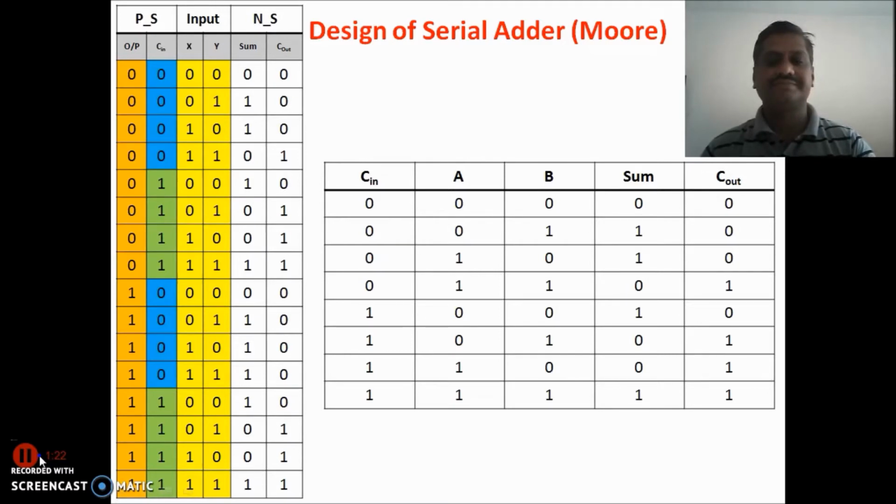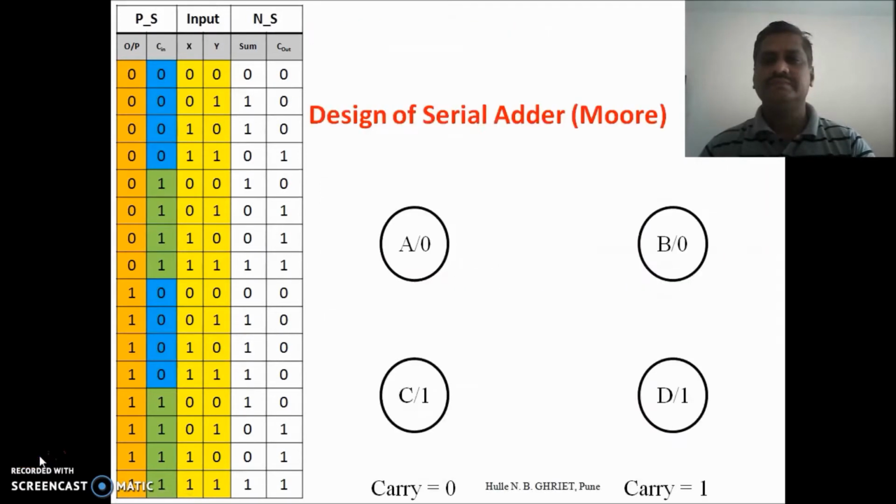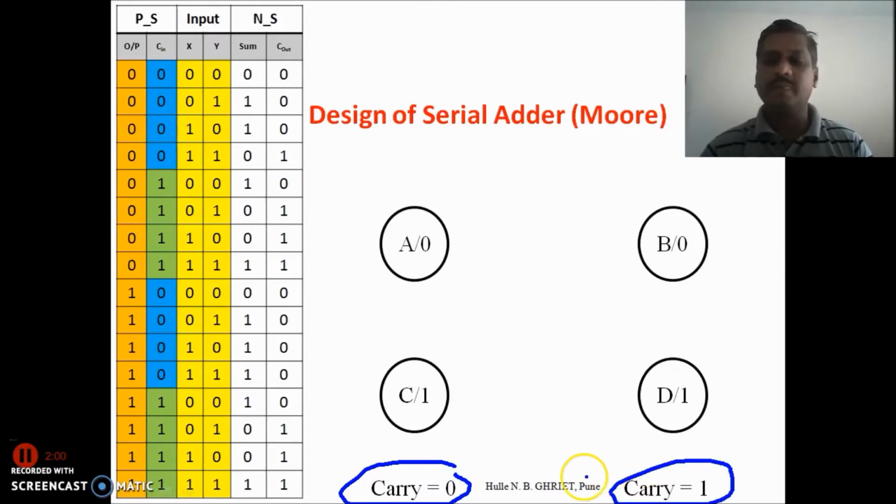Now look here. We have two things to memorize: carry equal to 0 and carry equal to 1. At the same time, for carry equal to 0 we have two possible combinations of the outputs, that is output equal to 0 and output equal to 1. Similarly, for carry equal to 1, again we have two possible combinations of the outputs, output equal to 0 and output equal to 1.